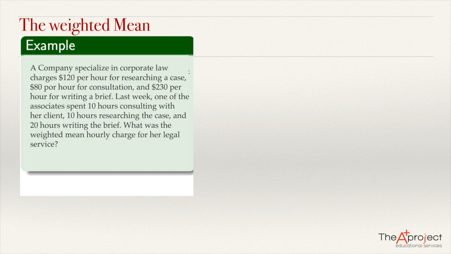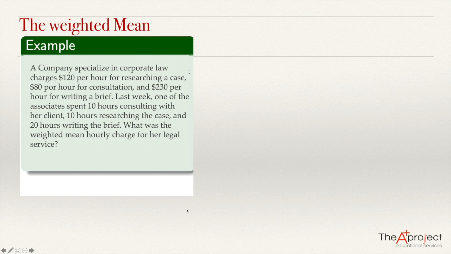This video is to show you two examples of the weighted mean. The first one is the following. A company specialized in corporate law charged $120 per hour for researching a case, $80 per hour for consultation, and $230 per hour for writing a brief. Last week, one of the associates spent 10 hours consulting with her client, 10 hours researching the case, and 20 hours writing the brief. What was the weighted mean hourly charge for her legal service?